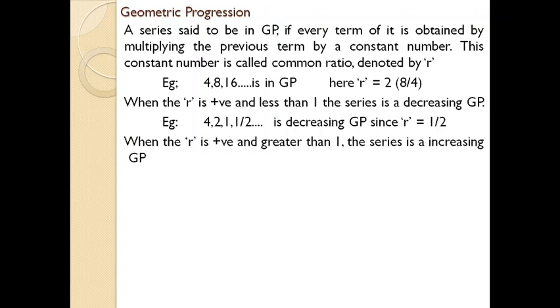Next case, when R is positive and greater than 1, the series is an increasing geometric progression. For example, 3, 6, 12, 24. It's an increasing form where you can select any number and divide it by the preceding number, and you will get the value of R greater than 1. In this situation, it is 2. So it's a case of increasing geometric progression.